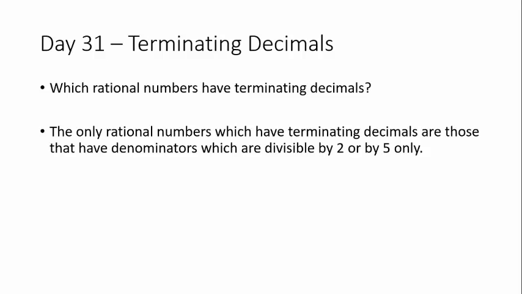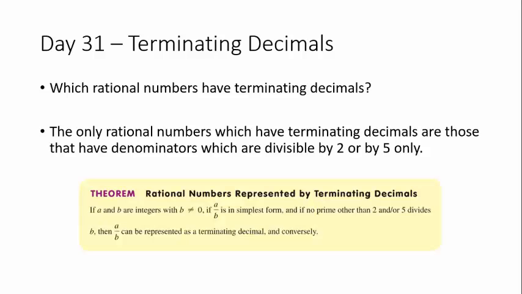If the denominator is divisible by any prime number other than 2 or 5, then the decimal will not terminate. Your book includes a theorem for this. And the theorem states basically what we have already said.